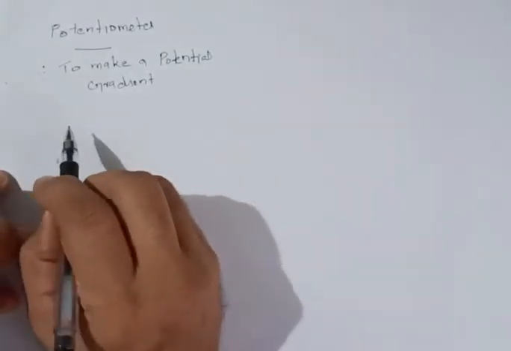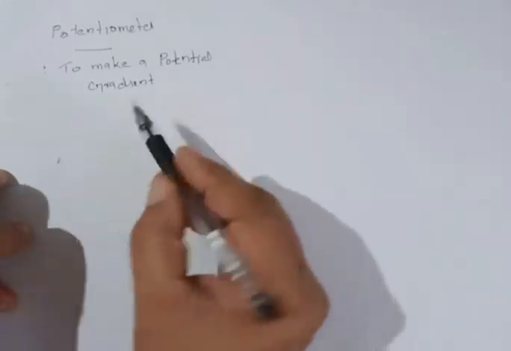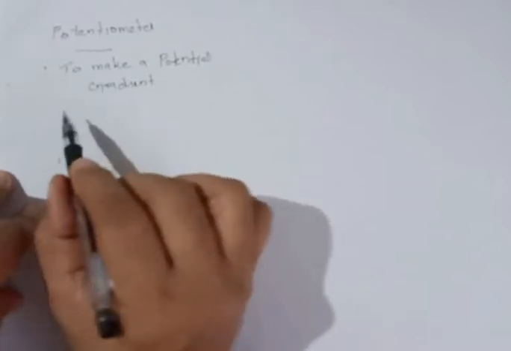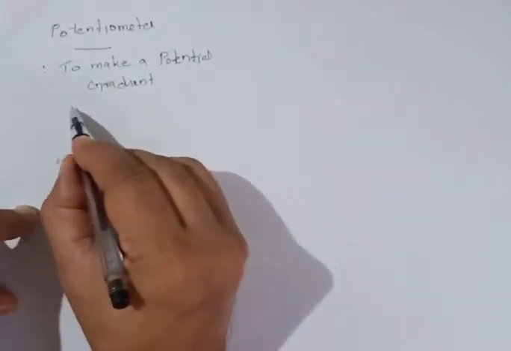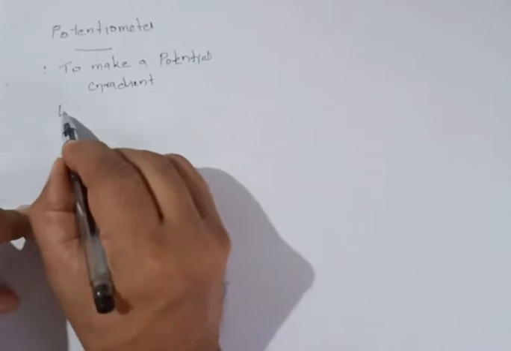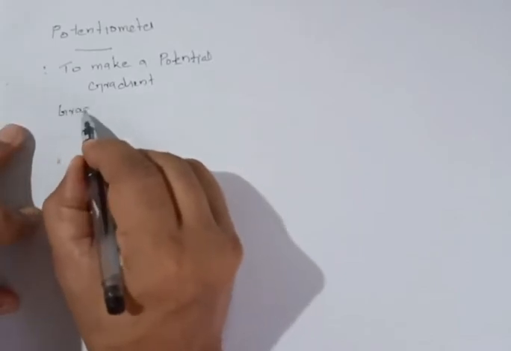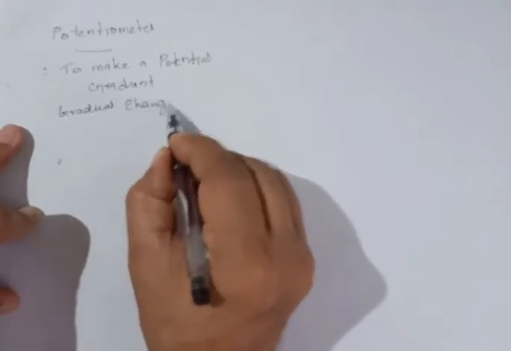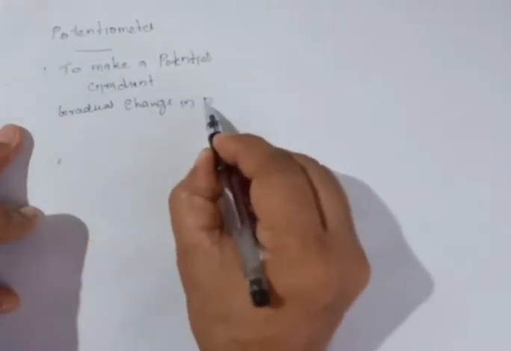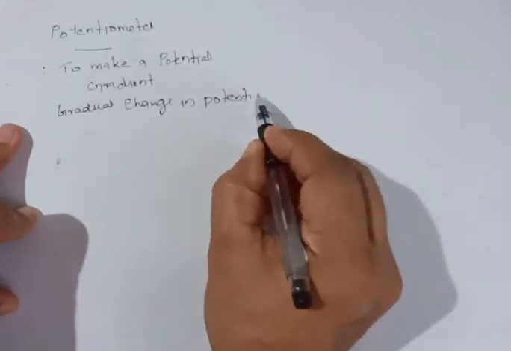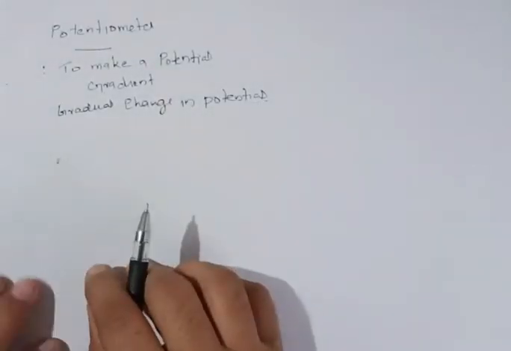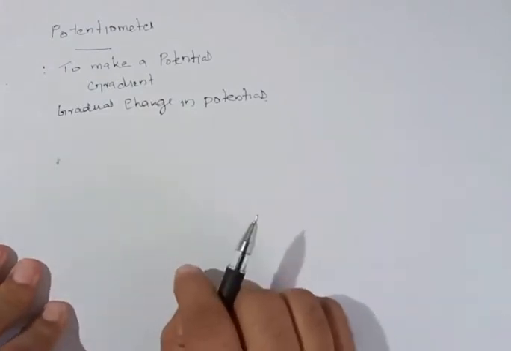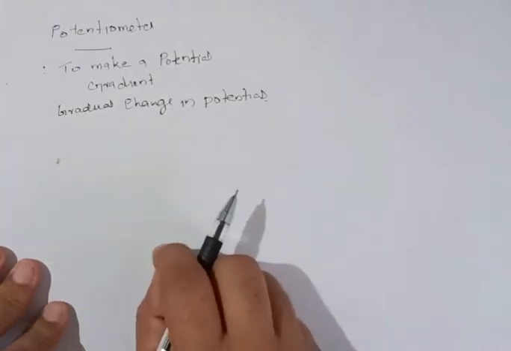So what does it mean by potential gradient? Potential gradient, the actual meaning, is a gradual change in potential. For example, we can get the potential from 0 to 3 volt, any value on a potential gradient.